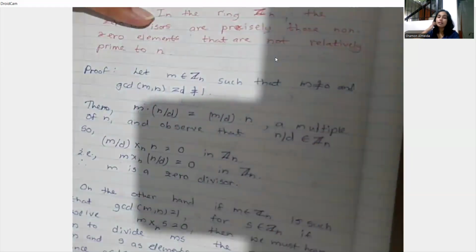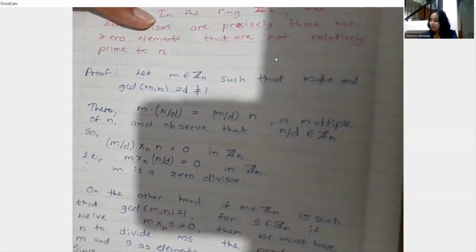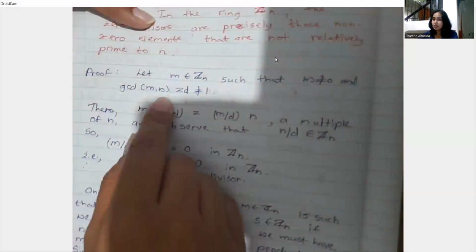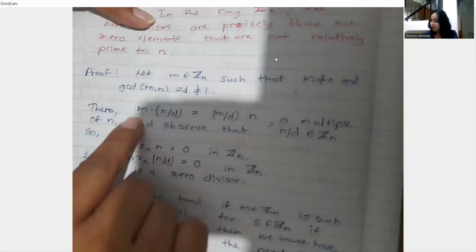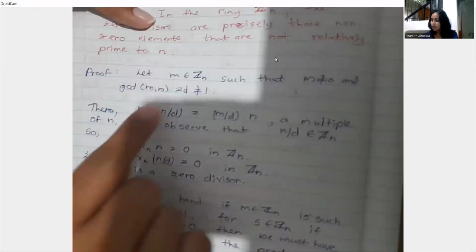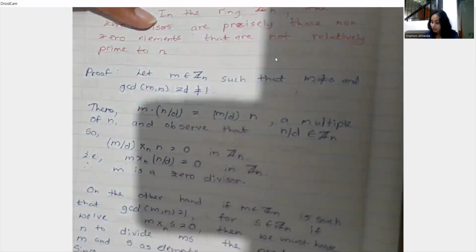Right, now in this case, what do we do? We take m to be a non-zero element in here, and we take it such that the greatest common divisor d is not equal to 1. In other words, m and n are not relatively prime. Then we can write this product m times n over d, because d is the greatest common divisor of m and n. Now n over d is an integer. We have m times n over d equal to m over d times n, which is a multiple of n. You see that this number ends up being n times some other integer, which is a multiple of n.